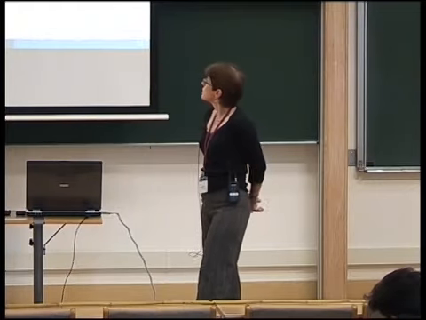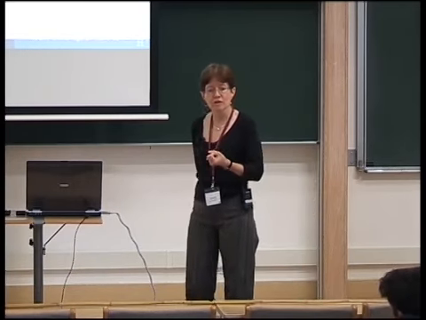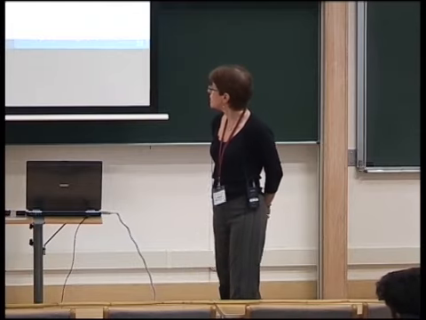Instead, we're applying variable ranking first, and a number of people have talked about variable ranking. In fact, Peter on Monday morning started with the third dot point here, the generalized correlation coefficient, which is a variable ranking that he's told us how he's doing. There are a number of other variable rankings. The t-tests, the correlation coefficient, which essentially looks at the marginals of the y data with the marginal of each of the x's.